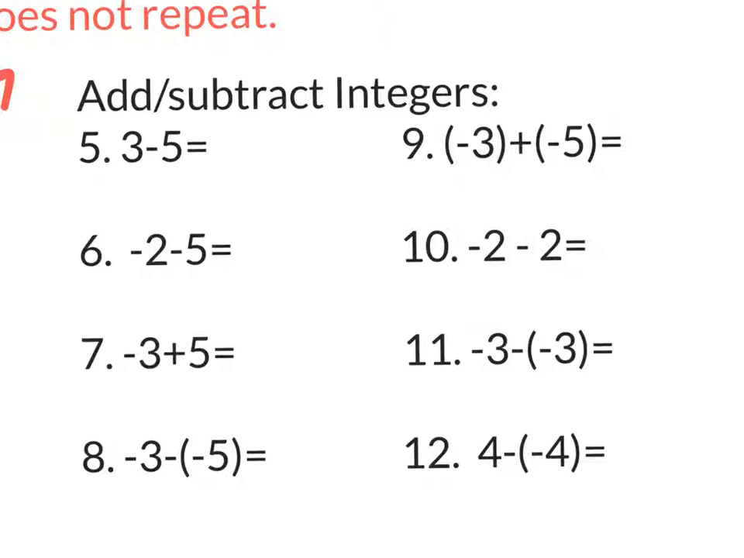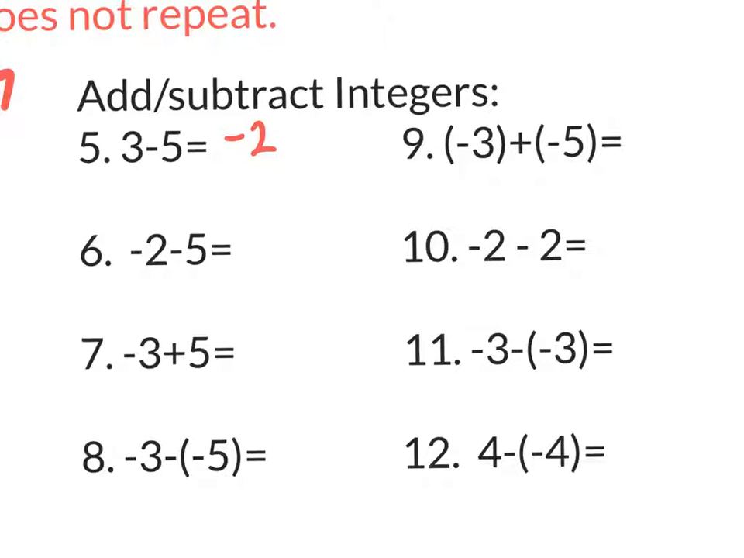So number 5, I would say I have $3. The minus sign means I owe $5. So if I have $3 and owe somebody $5, I can't even pay them completely off. What's my situation? You're still going to owe them $2. Okay, so how about number 6?